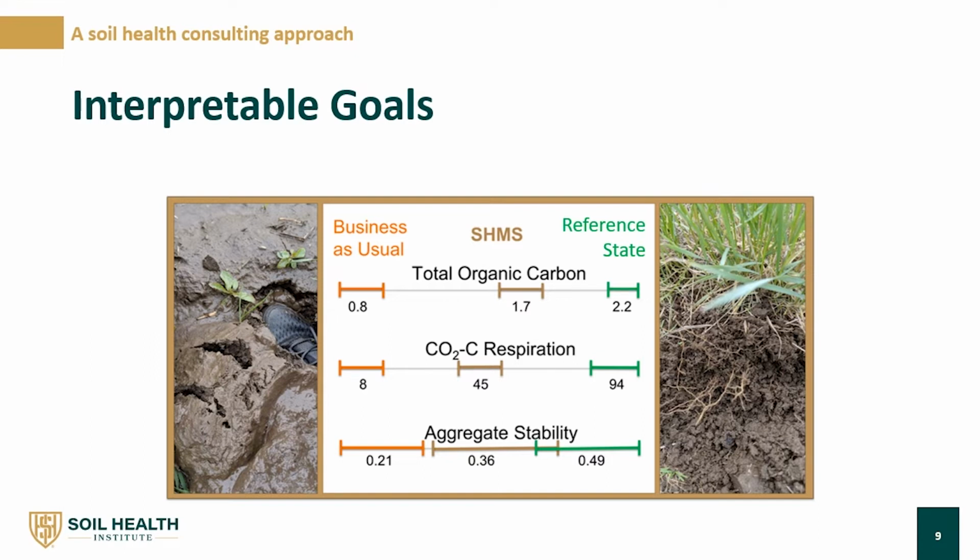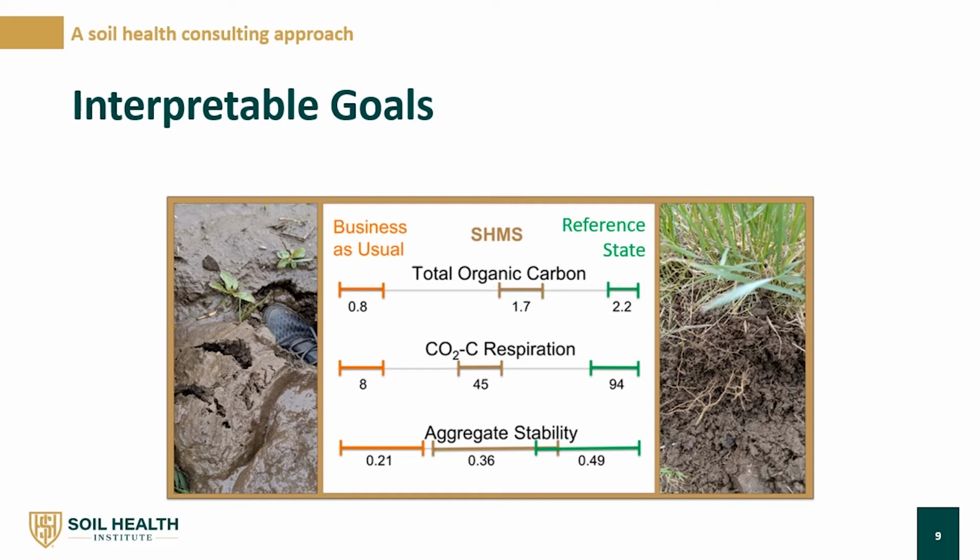And we know that if we manage soils under different conditions, we're going to see different values of these soil health indicators. So what we're looking at on this graph are values for one soil managed in three different scenarios. The orange represents a business as usual scenario, where these soils are managed with conventional tillage, high levels of inputs, low or no cover crop usage.